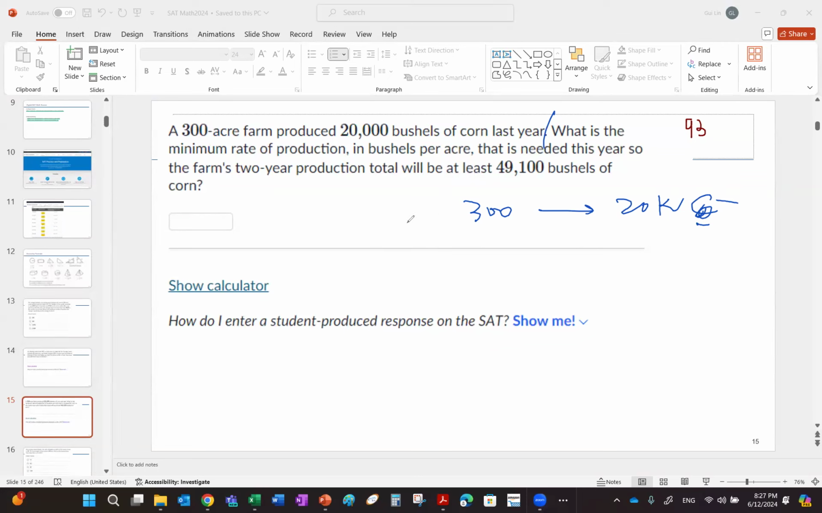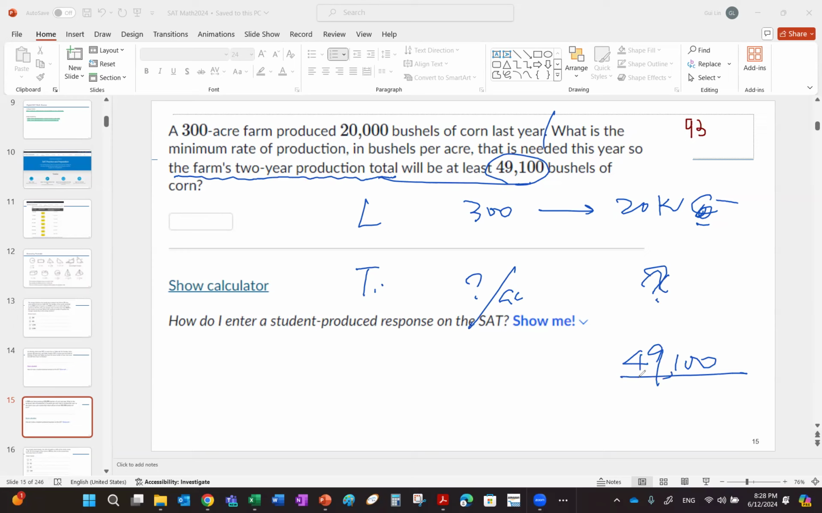So this is what happened last year, right? This year, how many bushels per acre are minimum needed so that the farm's 2-year production total will be this number. We don't know this one yet, right? We don't know how much production, but the total is 49,100. So you can get this year's production: it's supposed to be 29,100, right?